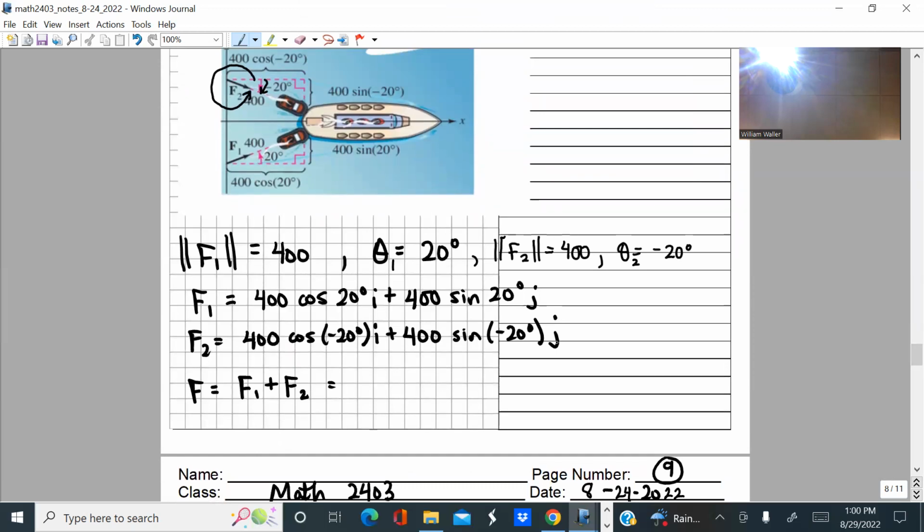So here's the force corresponding to the second tugboat. Its magnitude is 400, because that is 400 pounds of force being applied, and its direction is minus 20 degrees. So just write the magnitude times the cosine of the direction times I, plus the magnitude times the sine of the direction times J.